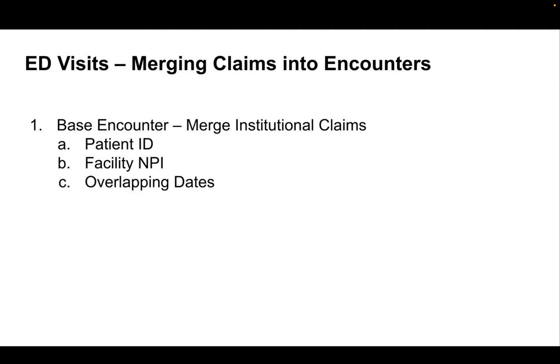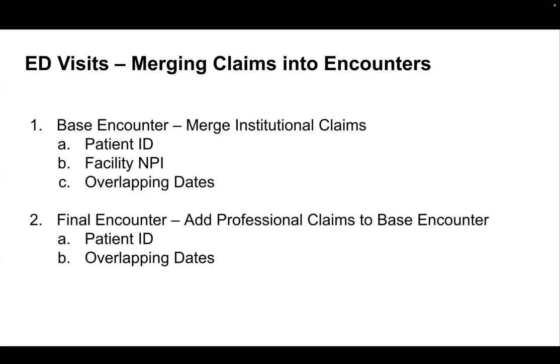I'm not going to fully go through that here, but just to recap quickly, it goes in two parts. The first part is creating the base encounter. This is where we merge institutional claims together. At a very high level, to merge two institutional claims, we require the same patient ID, the same facility NPI, and some sort of overlapping date. The claims are at least touching on one or more days. And then after we've created that base encounter, we need to add professional claims to it. We do that by again looking at the patient ID and at overlapping dates for those ED professional claims.